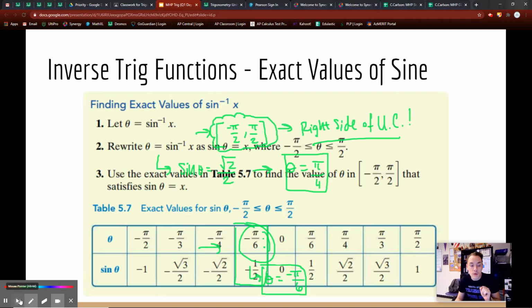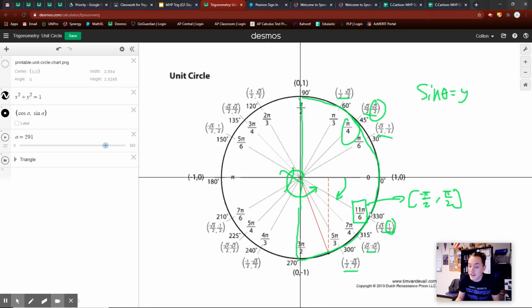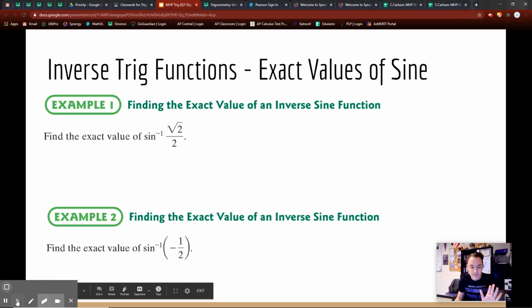Or you can just intuitively know that it's negative pi over 6 by using the unit circle, saying, okay, it's not 11 pi over 6. How do I do this? Okay, I go down pi over 6. I go down pi over 4, and so forth. And you can find it that way. Okay? Hope that makes sense.